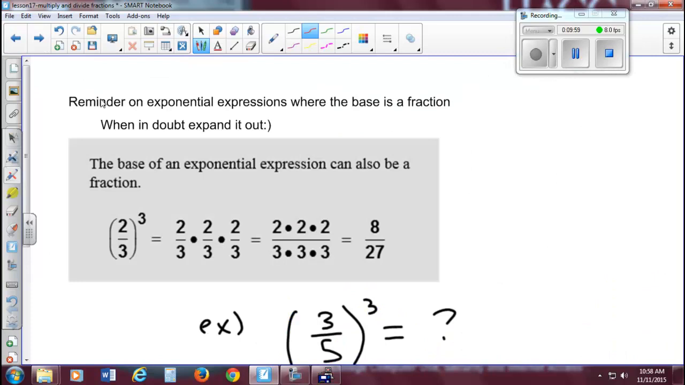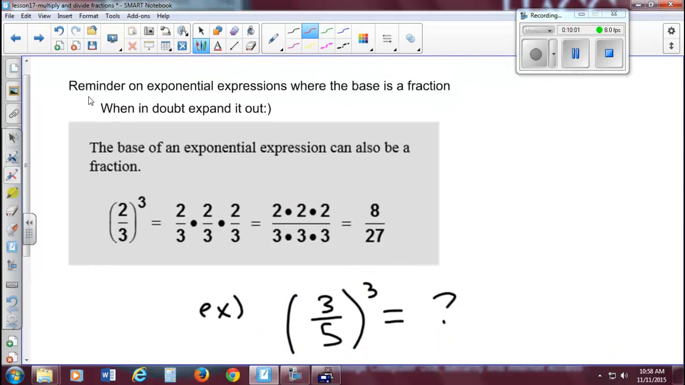Okay, reminder on exponential expressions where the base is a fraction. When in doubt, expand it out. So reminder, if you have 2/3 cubed, it really means 2/3 times 2/3 times 2/3, which we now know we can travel straight across and arrive at 8/27.